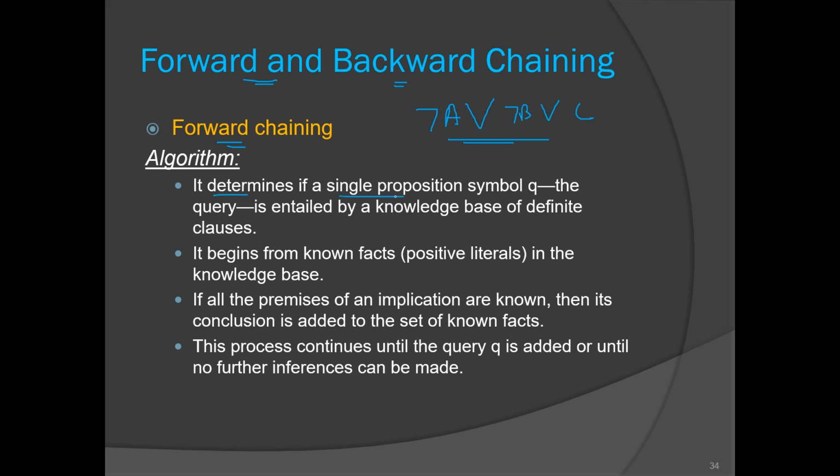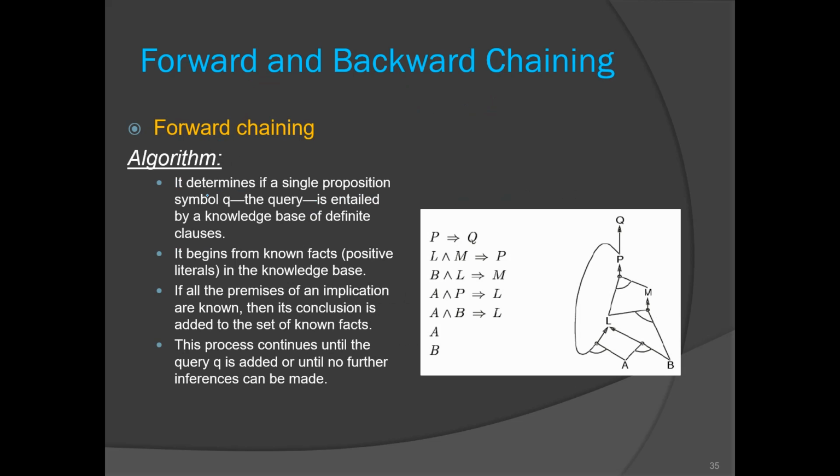It determines if a single proposition symbol Q is entailed by a knowledge base of definite clauses. We'll see the example first and we'll come back. I have pasted the algorithm here also, and this is our example. Here A and B are the known facts, so they are true, and we want to conclude Q. For the time being you ignore this diagram. Now we will apply the forward chaining algorithm on this example. These are all horn clauses, right? And we want to conclude Q from this. So let us find out.